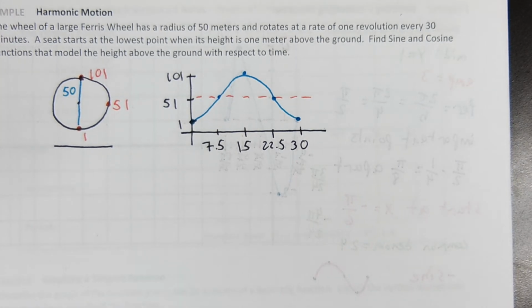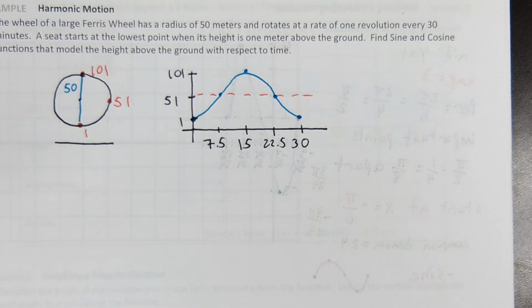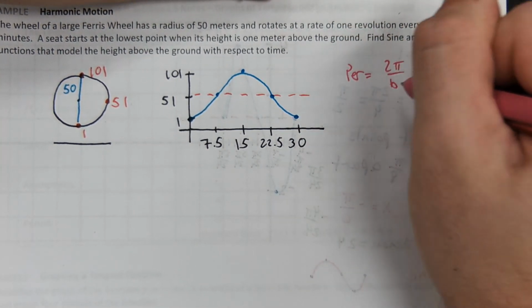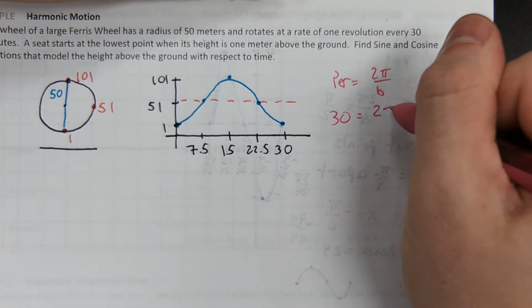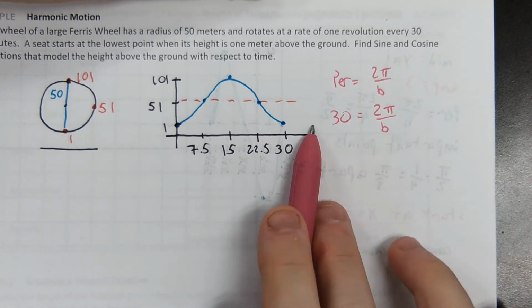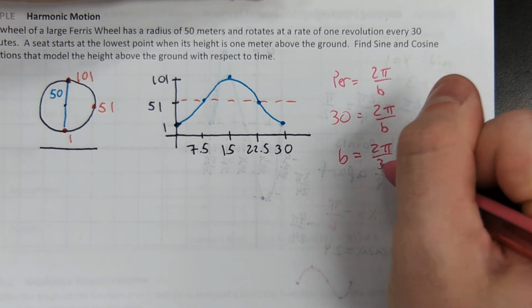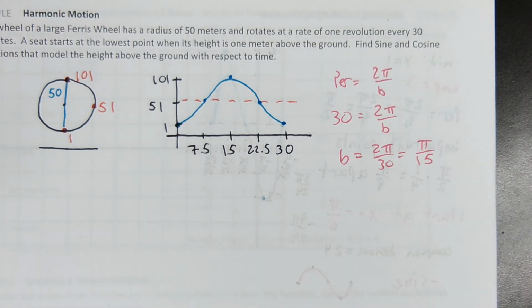The only thing we need to finish writing this equation, since we do know the midline and the amplitude and we know that it's negative cosine, with no phase shift, is whatever b equals. The period length is supposed to be 2 pi over b. Our period length is 30. So switching these two, multiplying by b and then dividing by 30, gives us 2 pi over 30, which is pi over 15. We are ready to write this equation.